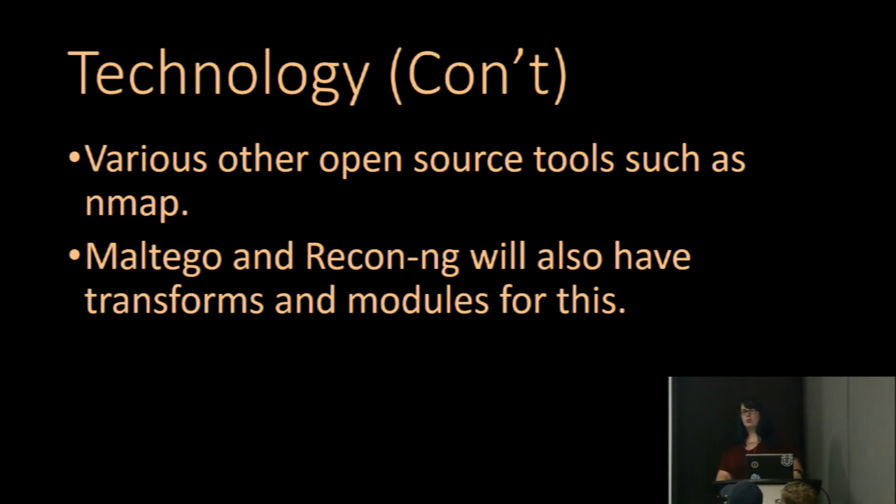Obviously, other open source tools here that you're going to use are things like Nmap. I'm not going to go over Nmap because I assume most people in here have used it fairly frequently. There's a lot to it, but if you haven't used Nmap, definitely dig into that. And then Maltego and Recon-ng are going to have stuff for the technology side of things as well. They're going to have transforms, and with Recon-ng, their modules are going to allow you to start digging into that as well.